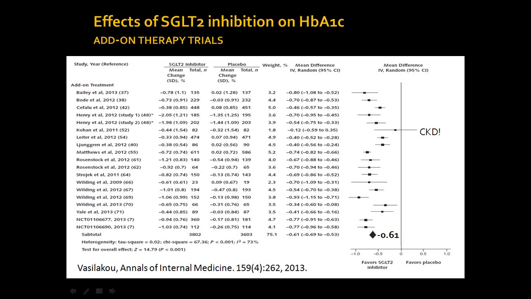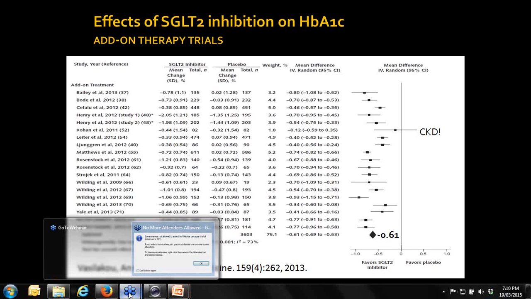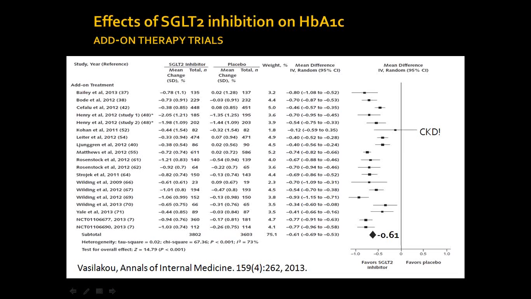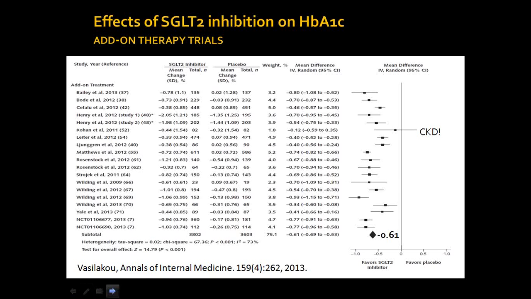Next slide, please. And this results in a significant improvement in glucose control, excluding the one trial illustrated here with the word CKD, which was done in patients who had kidney failure. In other words, in whom the drug wasn't going to work anyway. If you exclude that one, overall, you can see that you get a very nice reduction in A1C by using this agent. Next slide, please.